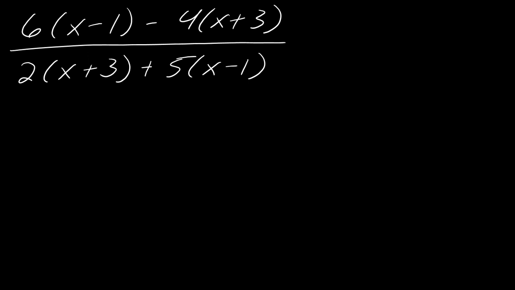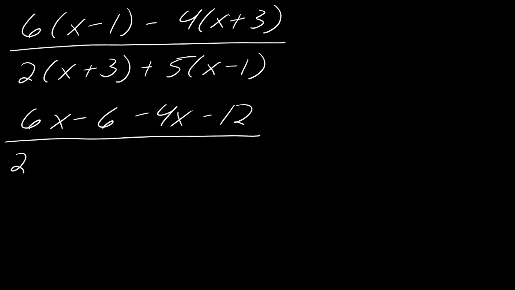Okay, now you might remember in other videos where I've talked about not being cancellation happy, and this is one of those times where we do not want to be cancellation happy. So the next thing that we need to do is just distribute and collect all of our like terms. So if I do that, this will be 6x minus 6 minus 4x minus 12 on top. And in the bottom, I have 2x plus 6 plus 5x minus 5.